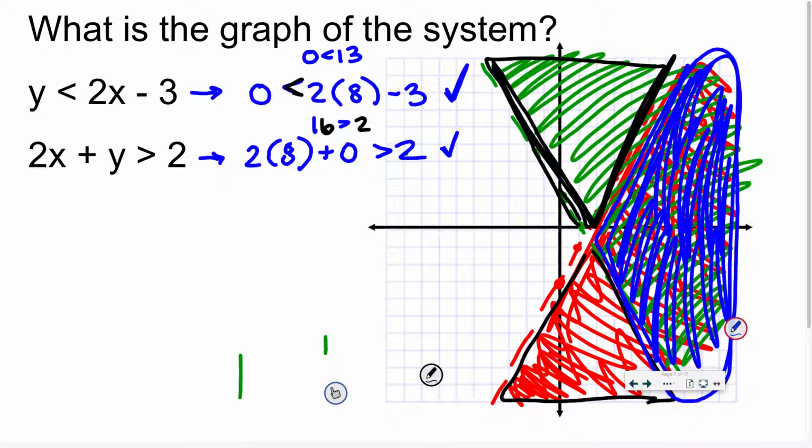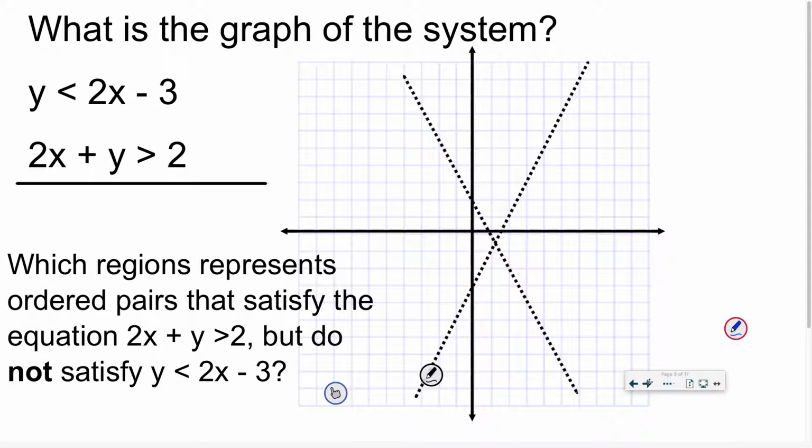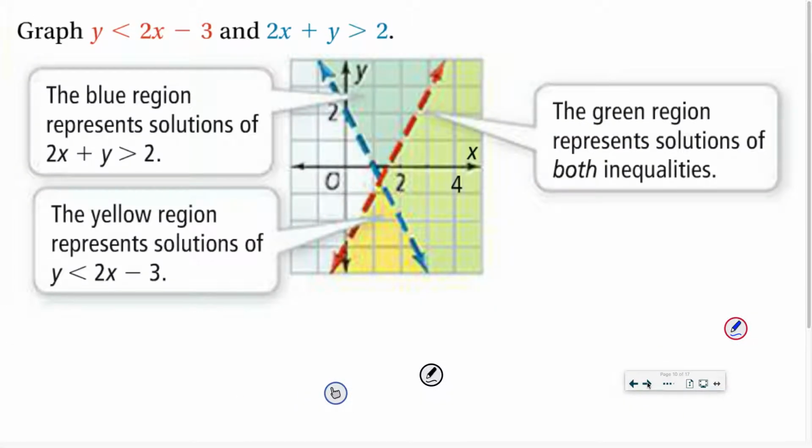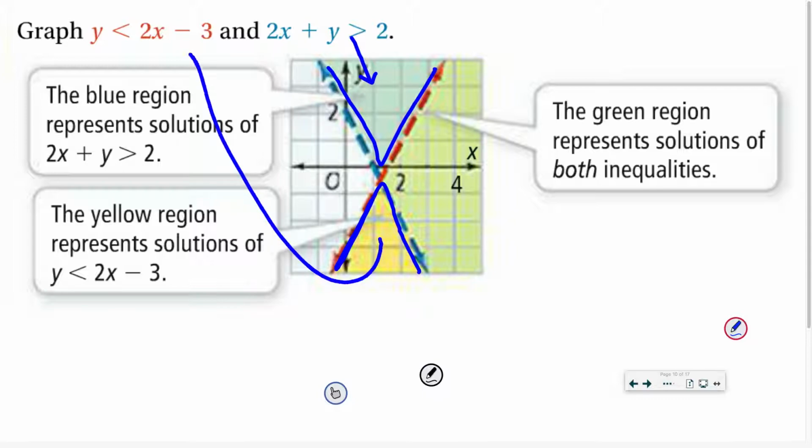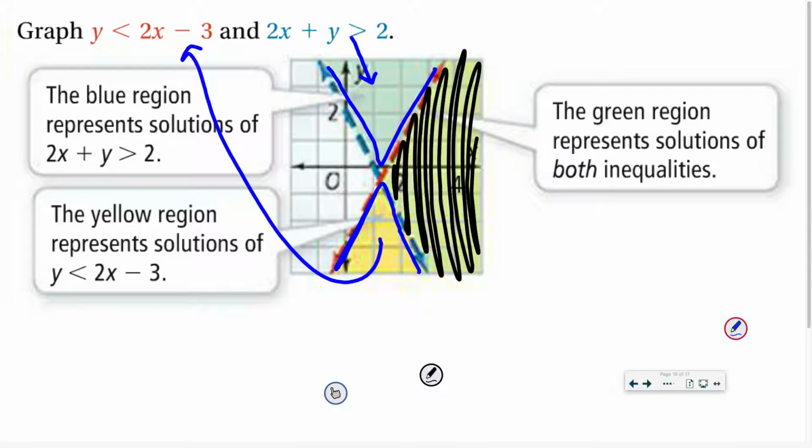Now, as we slide through, some of this stuff we've already talked about. This is actually just the image from the textbook for those of you that had a hard time seeing my colors. Just to recap here, this top blue section represented a solution only for this inequality. This bottom section here is a solution for just the other inequality. This section together is a solution set that they share.